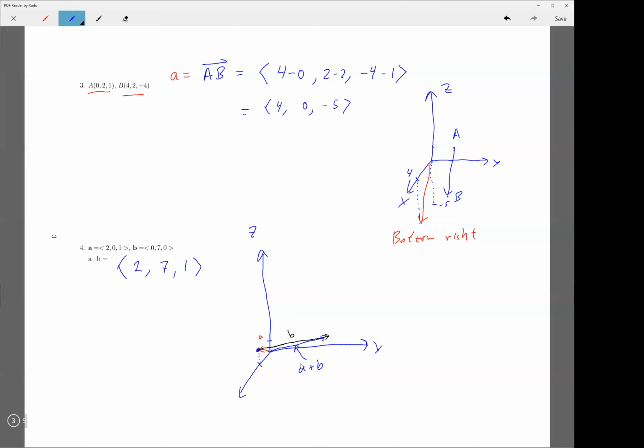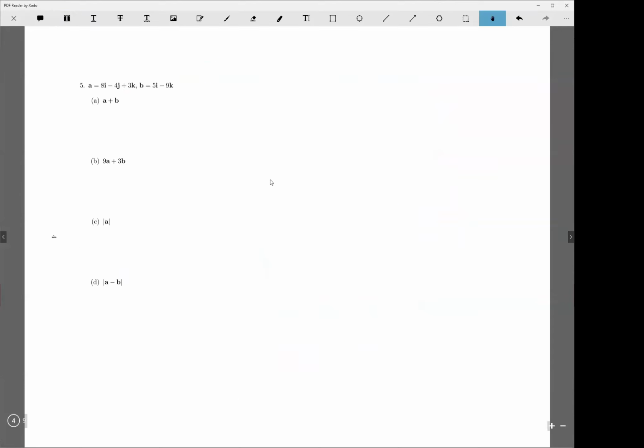Okay, so let's see which one looks like it. It looks like the bottom left. Yeah, I think so. Yeah, so the bottom left is the one that looks most like this. Okay. Great, let's move along to number 5.